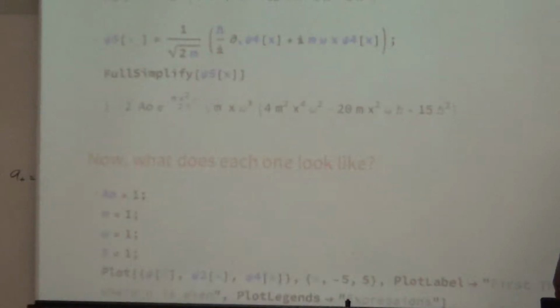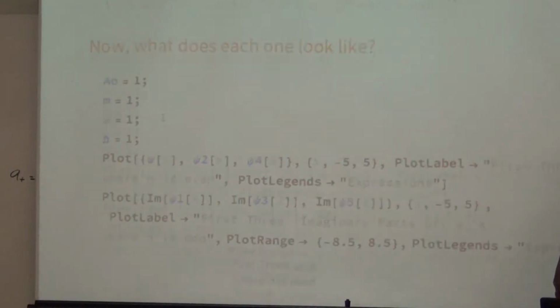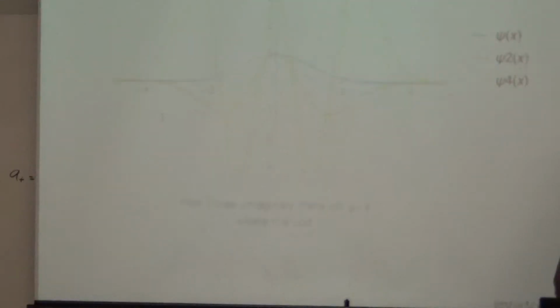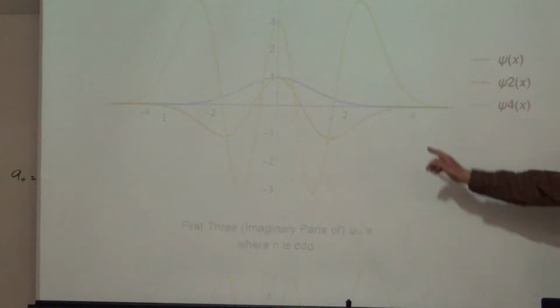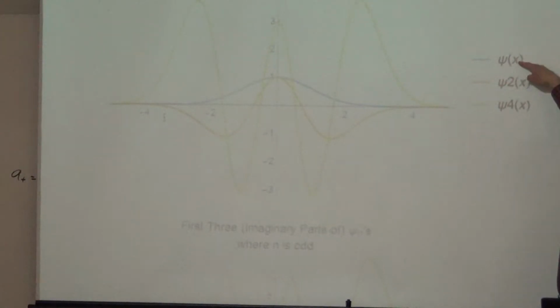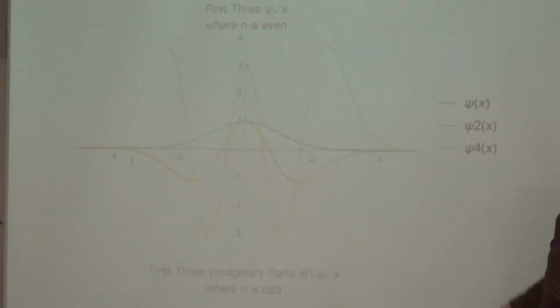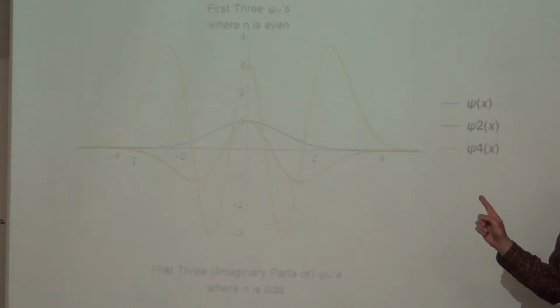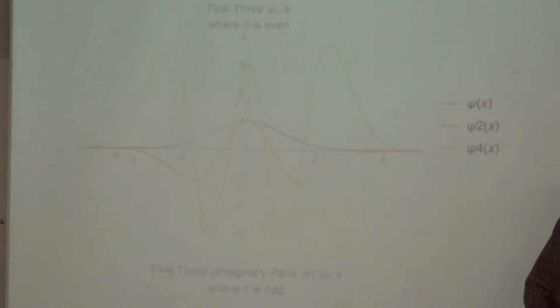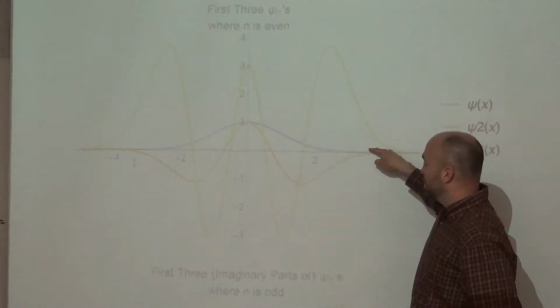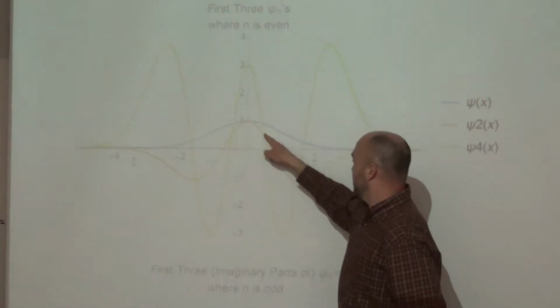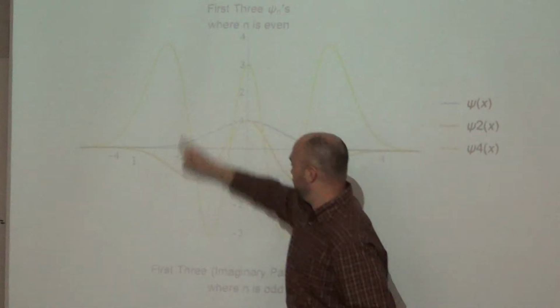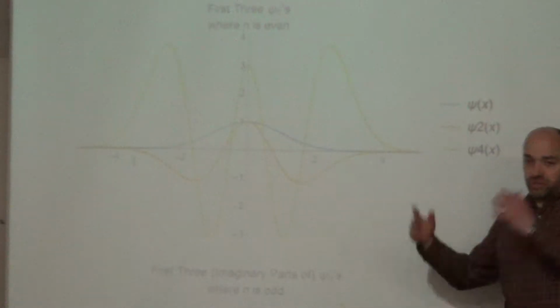That's right. I just went ahead and did the first five. And so then I gave random definitions for those A's. Here's the first three evens. So this is psi 0, psi 2, and psi 4. Notice they're all even functions. And they're all real. So this blue one is psi 0. This orange one here is psi 2. And then the crazy one, psi 4, it just gets crazier from there.